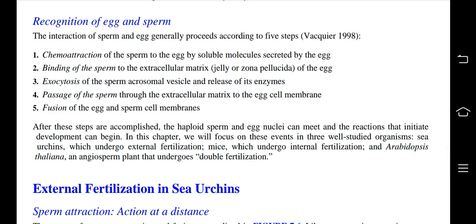Interaction of sperm and egg generally proceeds according to 5 steps. Chemoattraction of the sperm to the egg by soluble molecules secreted by the egg. And binding of the sperm to the extracellular matrix of the egg, the jelly or zona pellucida of the egg. First chemoattraction, then exocytosis of the sperm acrosomal vesicle and release of its enzymes. Passage through the extracellular matrix to the egg cell membrane. Fusion of the egg and sperm cell membranes. After these steps are accomplished, haploid gametes can meet and the reactions that initiate development can begin.